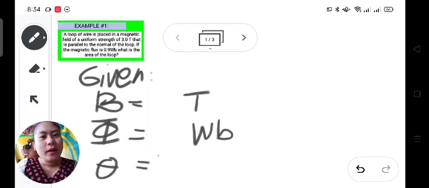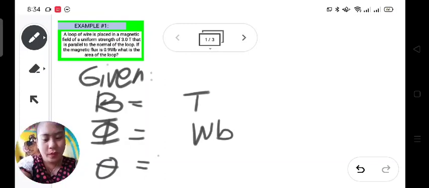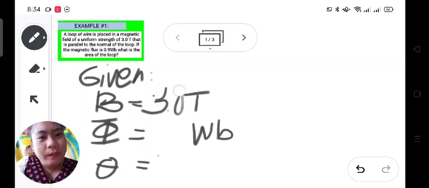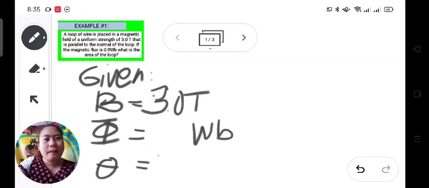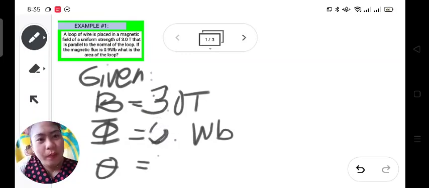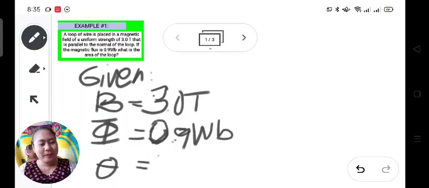Okay, so what is the magnetic field? Please open your mic. This is recorded. Okay, we have there 3.0 Tesla. What about the magnetic flux? 0.9. Okay, very good. Then what about the angle? May angle ba tayo?